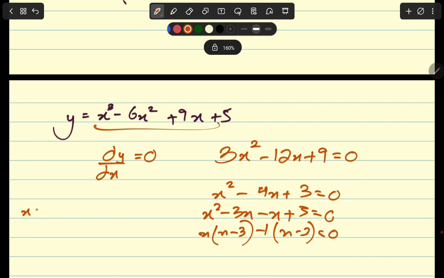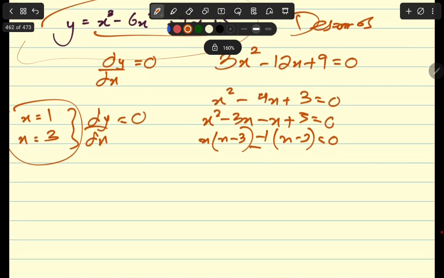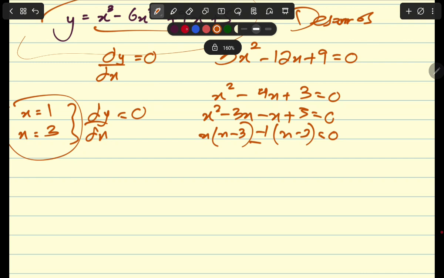So dy by dx is equal to 0 at 2 points. x is equal to 1 and x is equal to 3. At both these points, dy by dx is going to be equal to 0. Now, if you plot this function in Desmos, you will also see that at x is equal to 1 and at x is equal to 3, the graph is going to have the turning points. You can pause the video and go and check it. You can verify for yourselves.